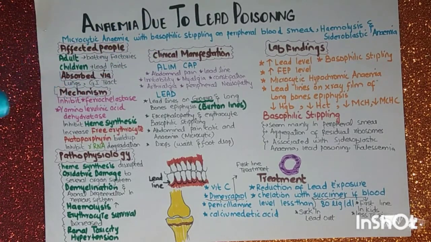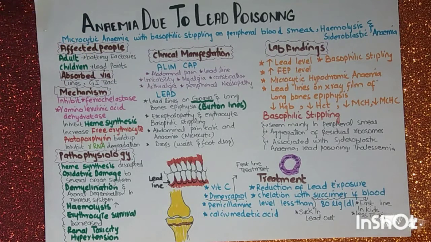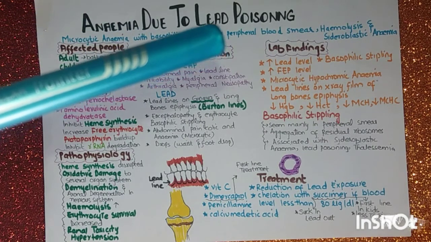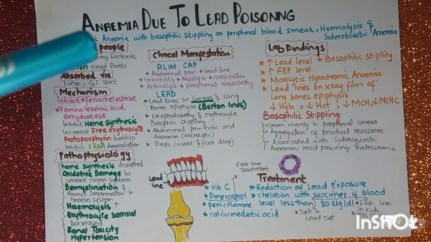Today we are going to study anemia due to lead poisoning. Without further ado, let's get started. At the start of the lecture, we will see some distinctive features of anemia due to lead poisoning. That is, it is microcytic anemia.